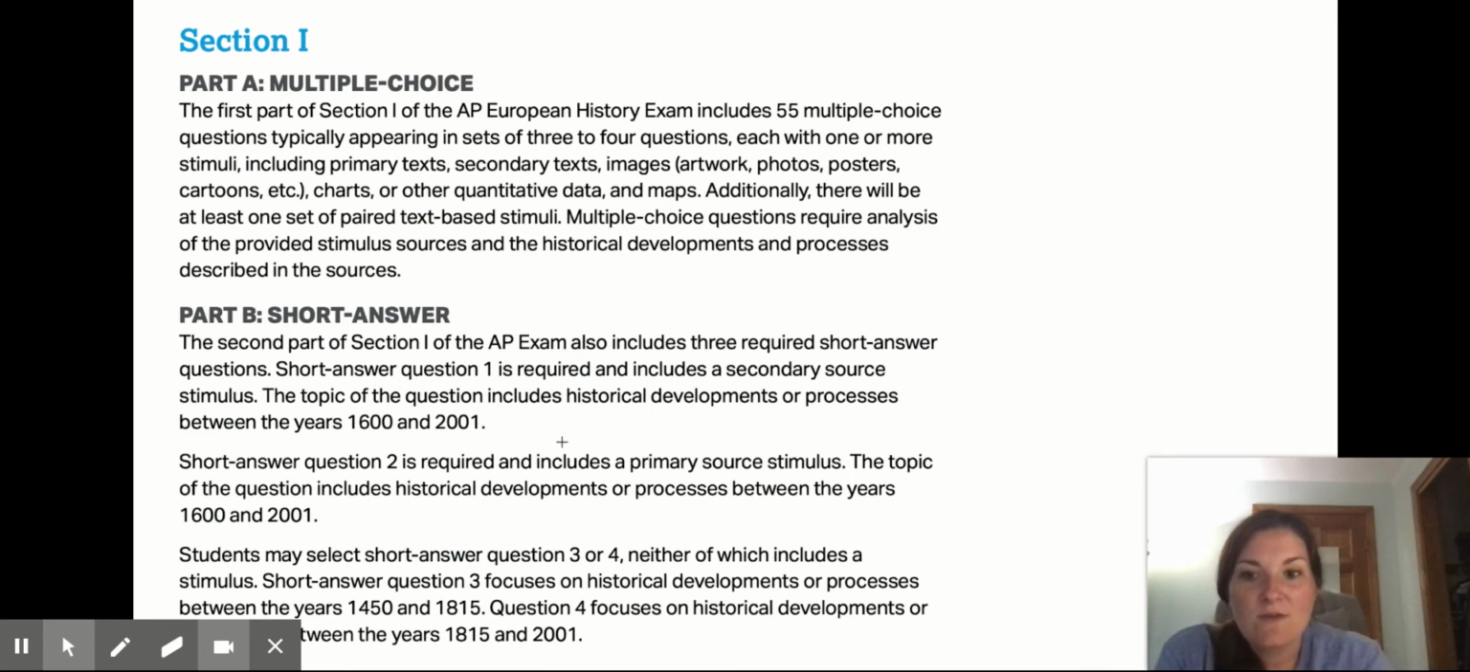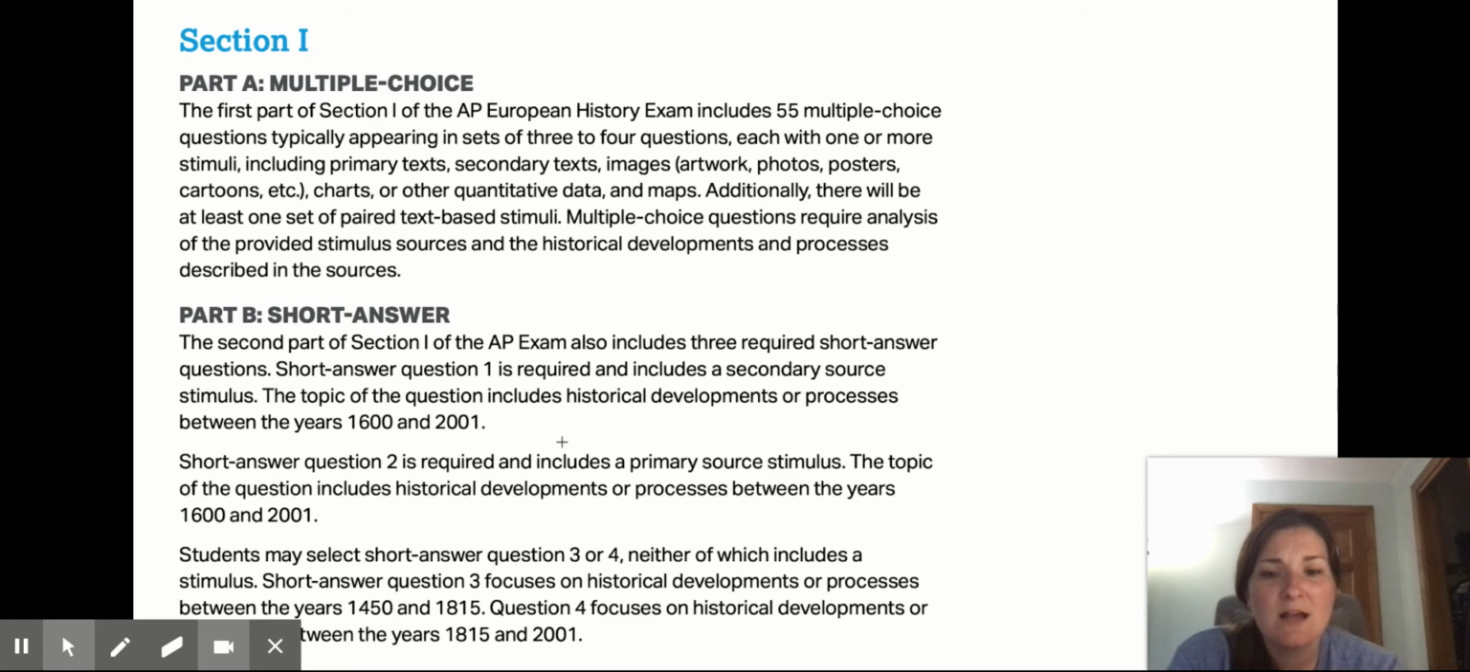I'm not going to go over this too much in detail, but this does show that your stimulus-based multiple choice questions, for example, might be an excerpt from a primary source, and then you're going to have to answer 3 multiple choice questions based on that primary source. Perhaps it could be a piece of artwork or a map, or it could be a table with some data, and then you'll have a set of multiple choice questions that will go with that as well.